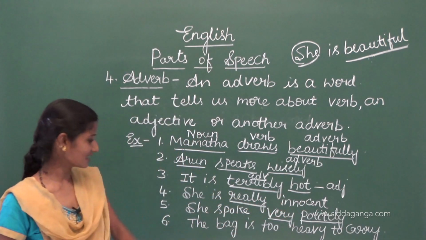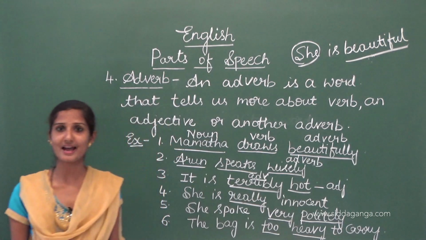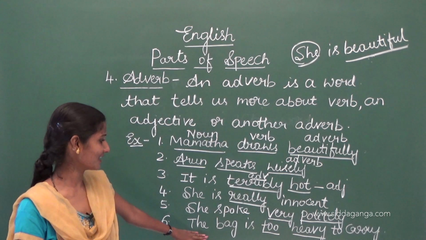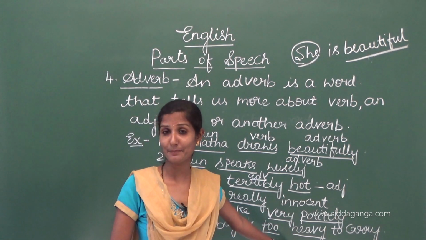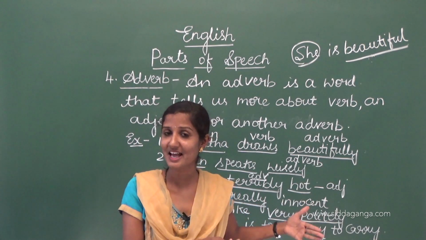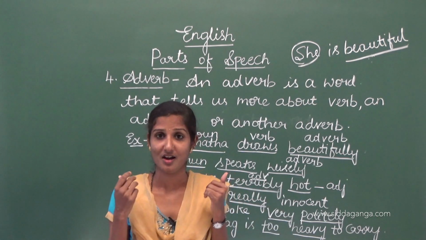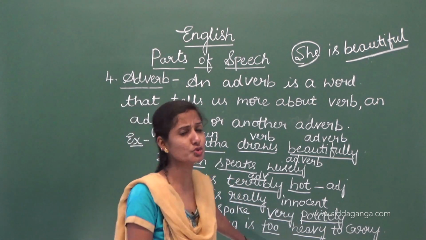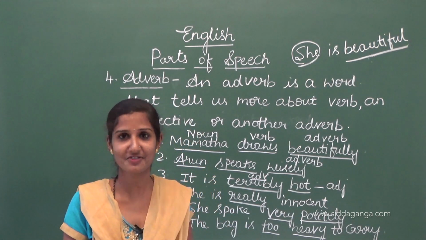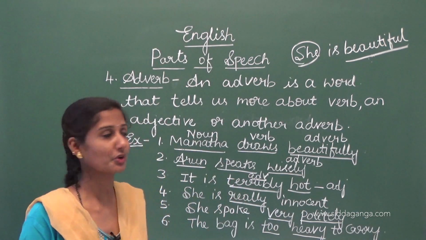Okay, and the last sentence I have written: the bag is too heavy to carry. So the bag is too heavy. Observe the word here, heavy is an example for an adjective. How is the bag? Heavy. It is an example for a pronoun. How heavy is the adjective? Too. Too is an example for an adverb here. Have you understood? So I will move on to some more examples to clear your doubt.